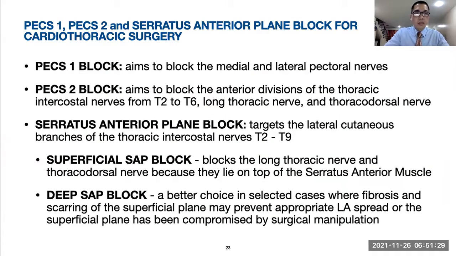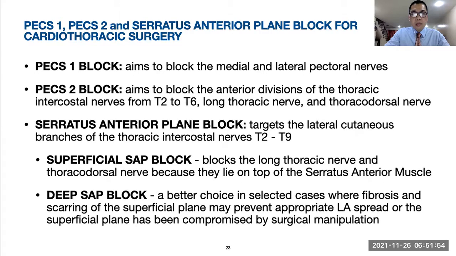And again, the PEX1 block aims to block the medial and lateral pectoral nerves. The PEX2 block aims to block the anterior division of the thoracic and intercostal nerves from T2 to T6. Also, the long thoracic nerve and the thoracodorsal nerve are blocked. The serratus anterior plane block targets the lateral cutaneous branches of the thoracic and dorsal nerves at T2 to T9.